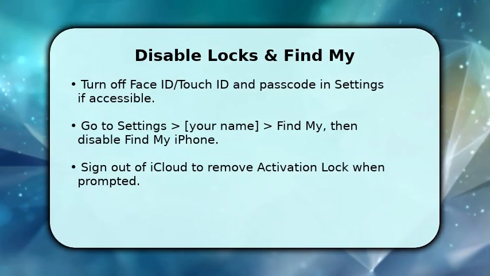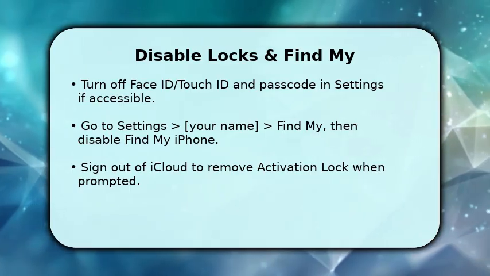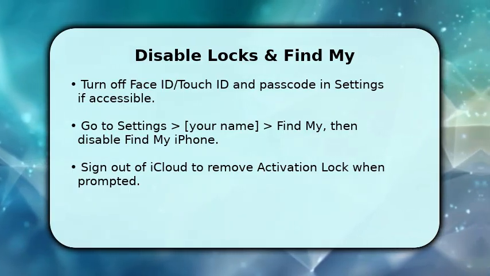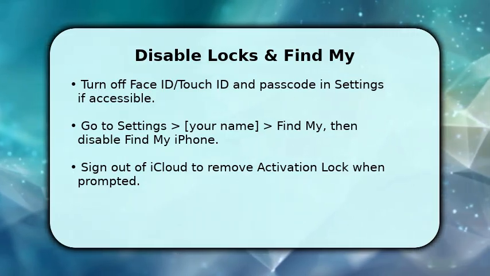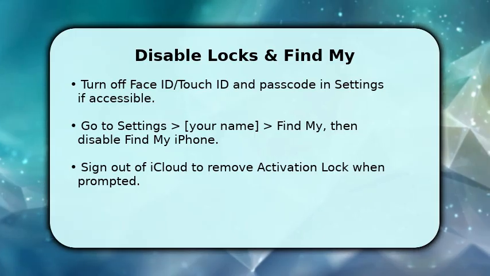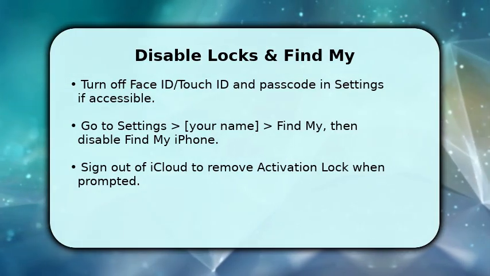You now remove the locks tied to the account. Open Settings, disable Face ID or Touch ID and the device passcode so you can make account changes. Then go to Settings, tap your name, choose Find My, and toggle off Find My iPhone. You'll be prompted for the Apple ID password. This is why you verified credentials.